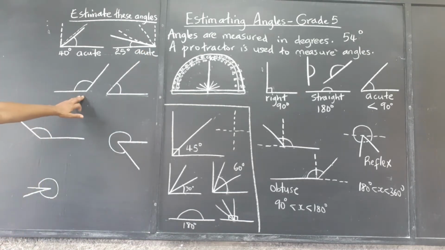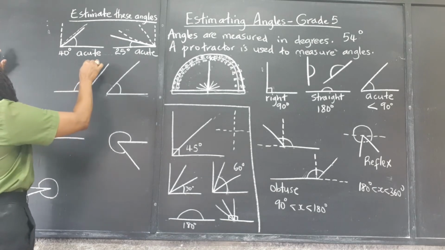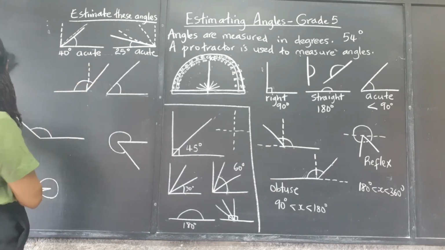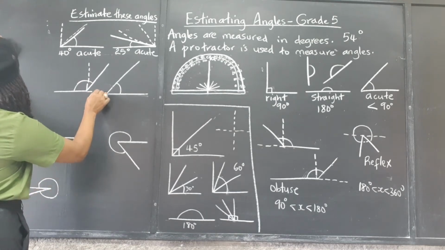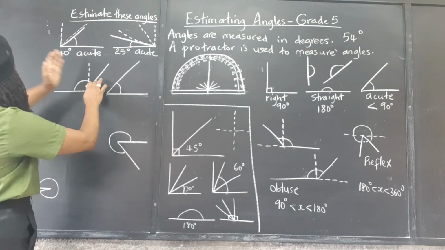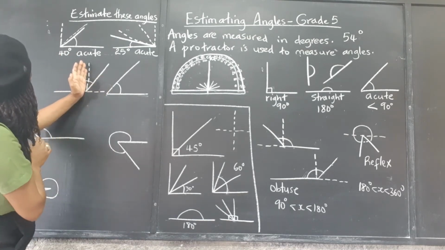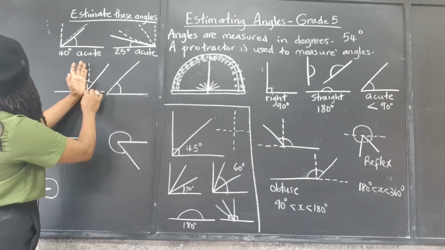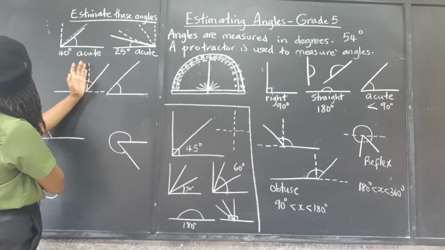Alright, now for this angle, it has passed the 90 degrees. It's not yet 180. And this part from the 90 to here seems like almost, it's not fully half.